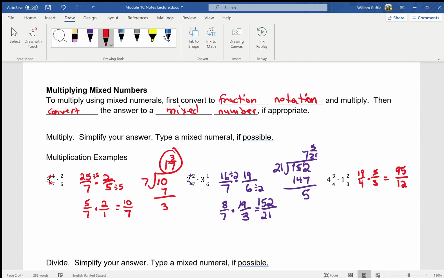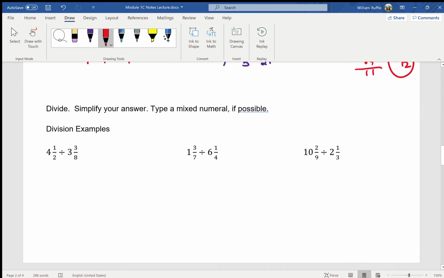So now I got to do long division. 12 into 95 can go 7 times. If I go on my chart, 84. So I get 7 and 11/12 is my answer. Like I said, sometimes these numbers get ugly, but again, use your multiplication chart.